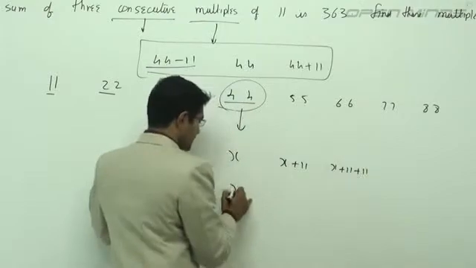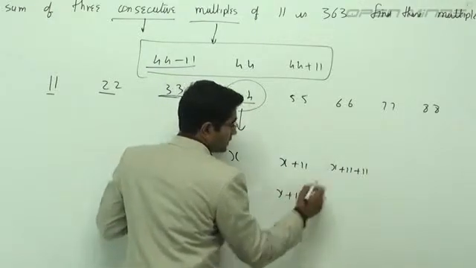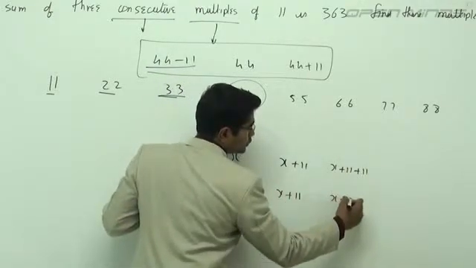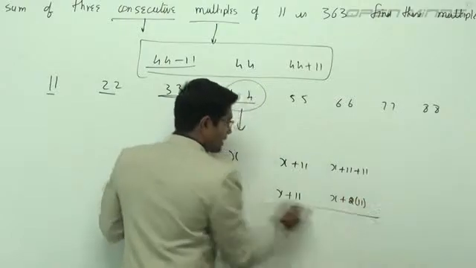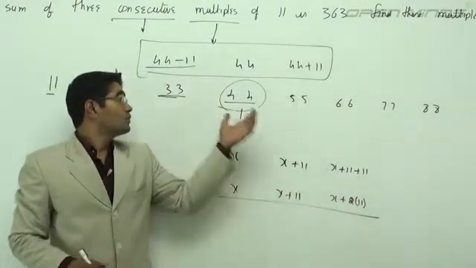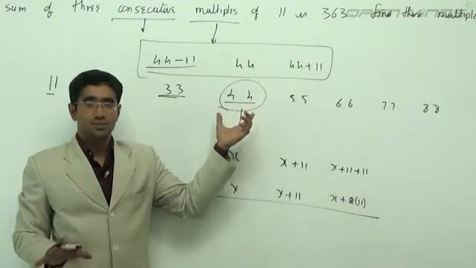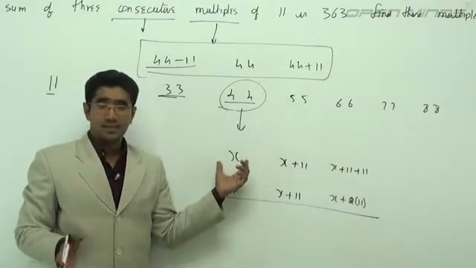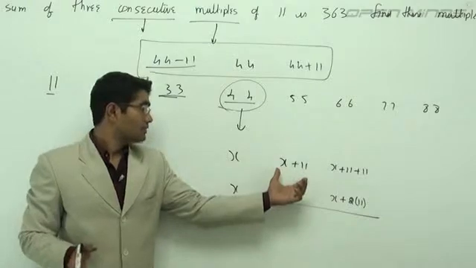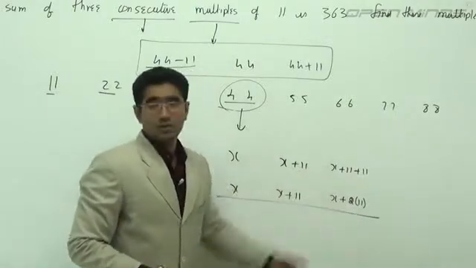So also I can write x plus 11. And the next number is x plus 2 times 11. That's how I write three consecutive numbers if no number is given to me. So if I take whatever number is x, the next number is x plus 11, and the next number is x plus 2 times 11.